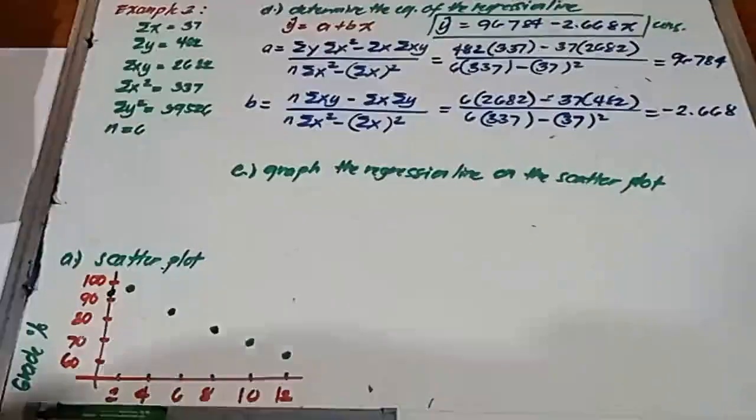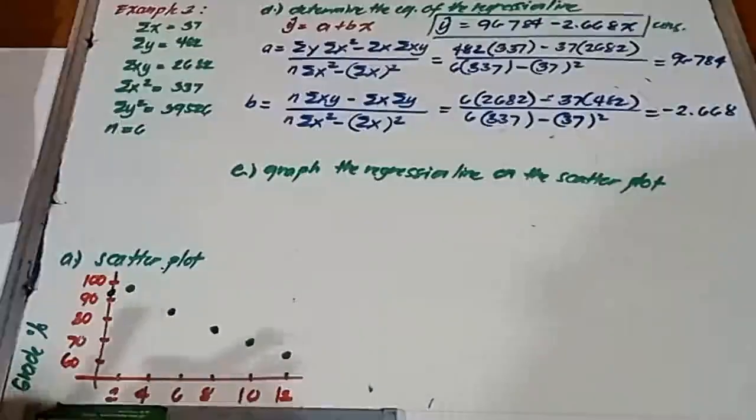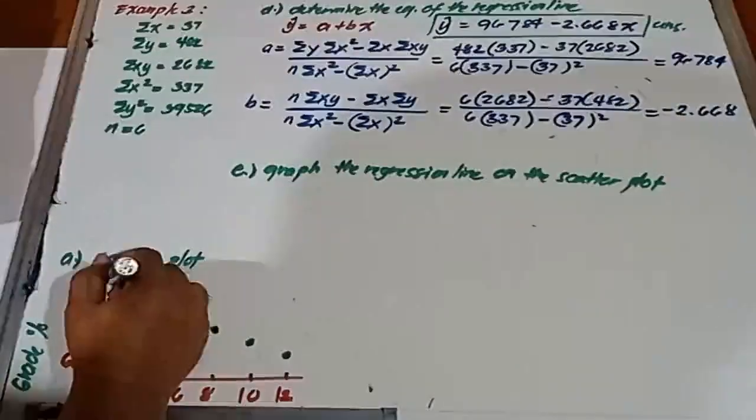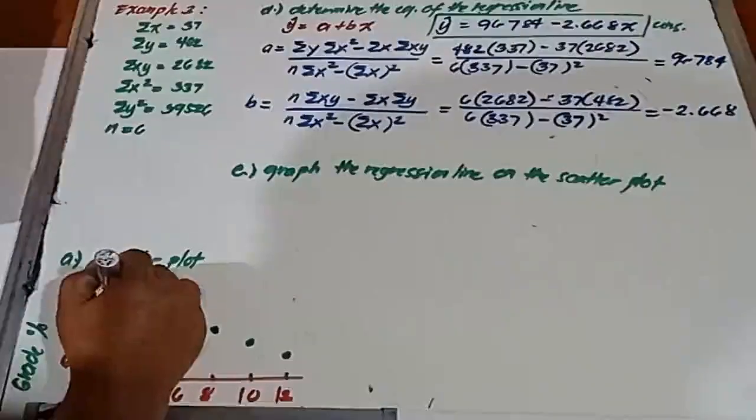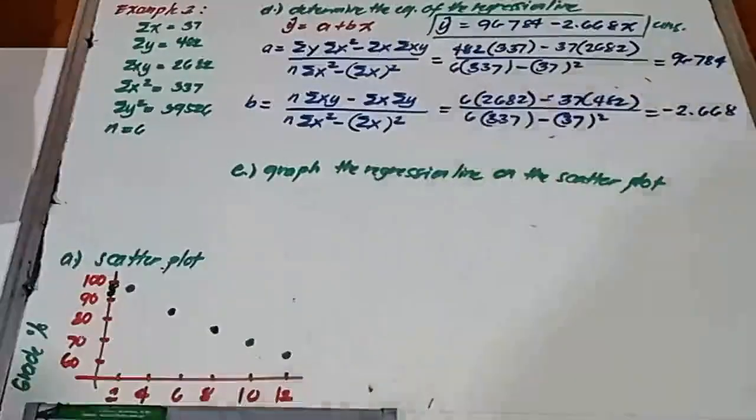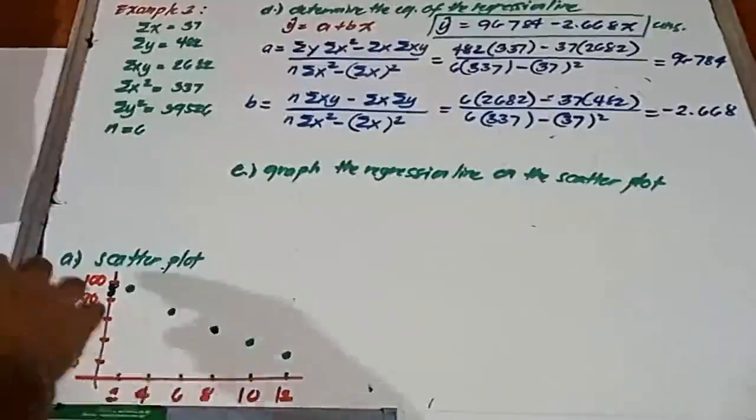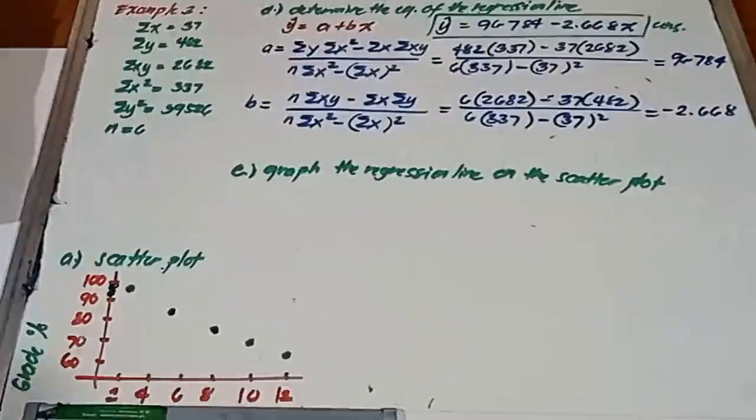Okay? So, for letter E, we're going to graph the regression line sa ating scatter plot. Kaya hindi ko ito in-erase kanina. So, ang ating y-intercept is 96.784. So, ibig sabihin na andito yung ating y-intercept. Okay? Nandito. Yan. So, kuha na lang tayo ng isang point. Okay? Para ma-graph natin o maguhit natin yung line ng ating regression line.